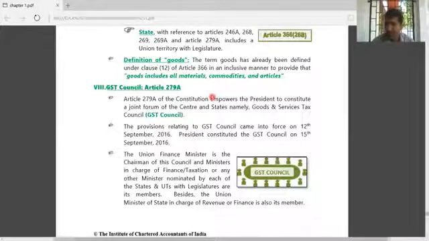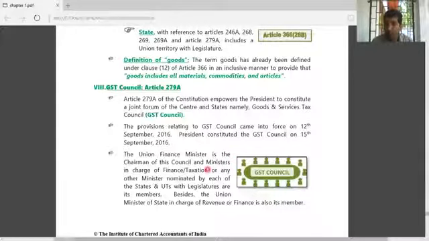In newspapers and on TV, we have seen that a GST Council meeting was held. Nirmala Sitharaman headed the meeting, and a lot of decisions were taken in the GST Council. Those are the news we hear on television as well as in newspapers. So what is the GST Council? Article 279A of the Constitution empowers the President to constitute a joint forum of the Centre and states, so both the central government and state governments collaborate. That is actually the GST Council. The President constituted the GST Council on 15 September.